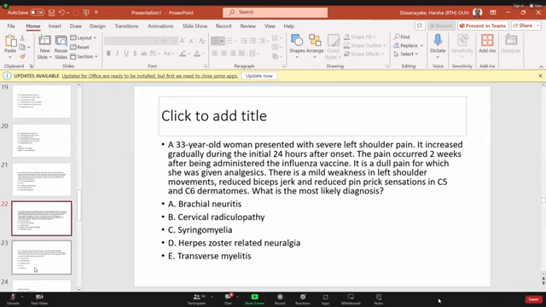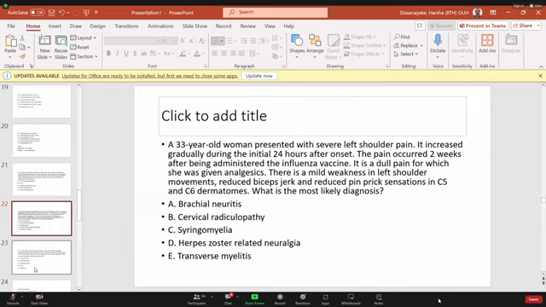Over time, they can also develop wasting. Brachial neuritis, although it is a plexus disease, has a predilection to affect the C5, C6 levels. It's both sensory and motor, but children tend to be more sensory.